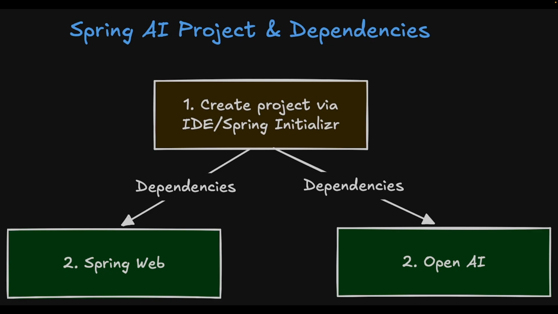Now, let's see how to create this project. First, create a Spring Boot project via IDE or Spring Initializr. Then, we will add just two dependencies, Spring Web and OpenAI. That's it. No additional libraries are required. I have already created this project and opened it in IntelliJ IDE.